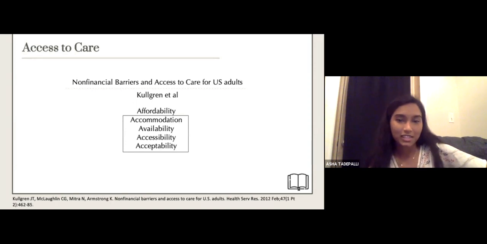Finally, as we discussed earlier, there are many barriers outside of affordability that our patients are burdened by, as listed in non-financial barriers and access to care for US adults. We'll take a chance to introduce and review each of these limitations and how we as optometrists can use practical approaches to affect change. But for right now, let's just take a really quick break before we delve into the rest.